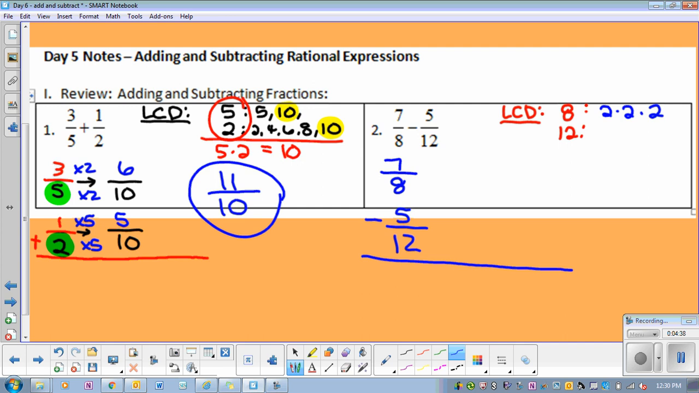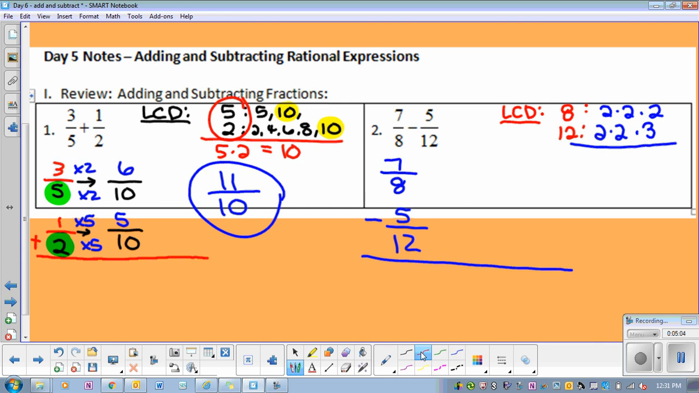Now 12. I'm thinking 4 times 3, but 4 is also 2 times 2. So that's 2 times 2 times 3. Do you agree? You need to pay attention to this. This will help you when we go into factors. It's going to get weird.